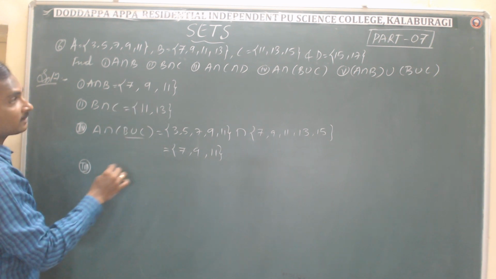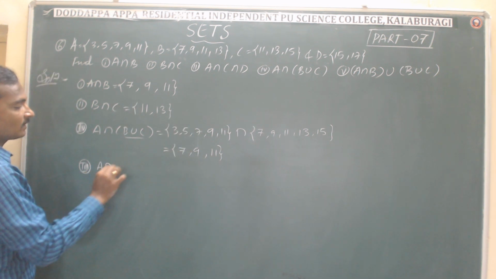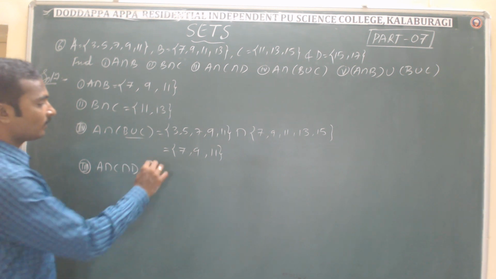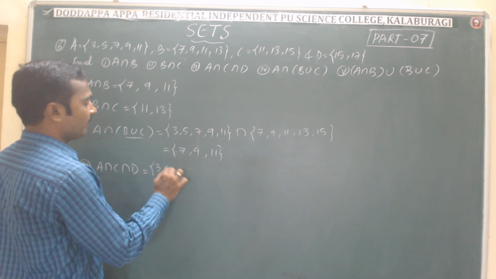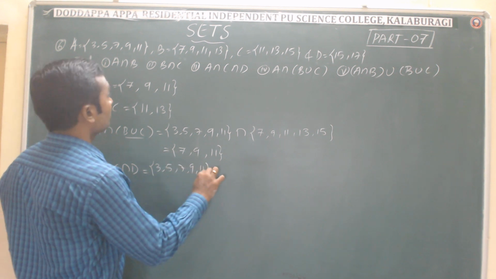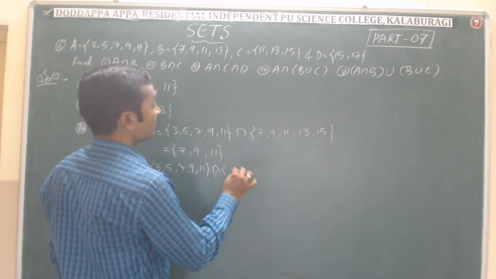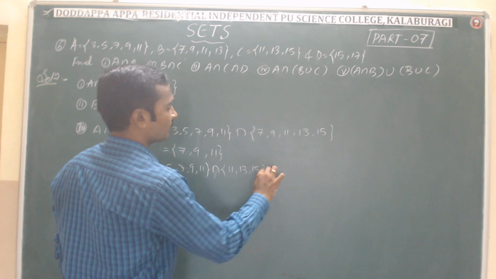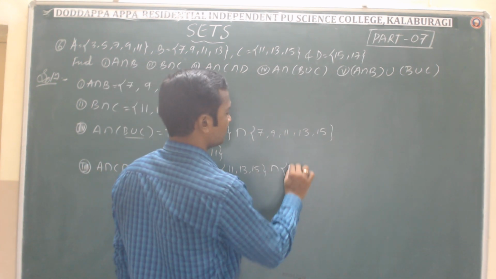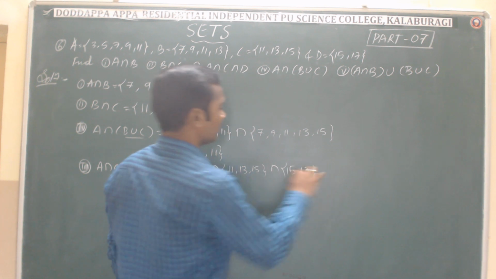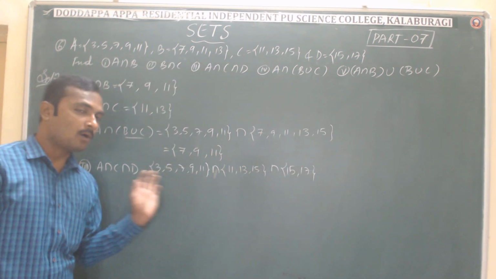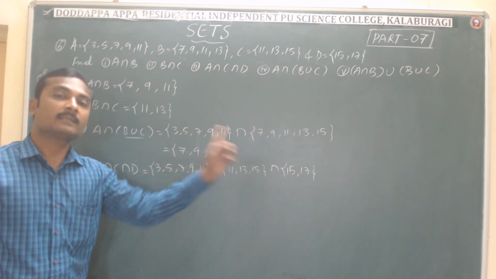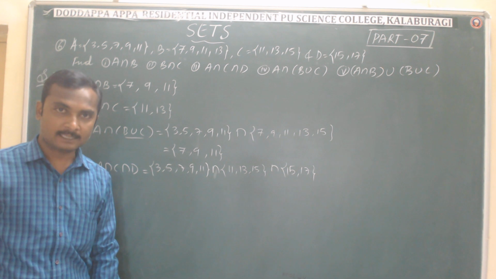What is the third one given? A intersection C intersection D. Let us write the elements of A, C and D. So what is the set A? Set A is 3, 5, 7, 9, 11. C set is 11, 13 and 15. Similarly, D set is 15 and 17. Let us find the common elements in all of these three sets. If an element is present in all these three sets, then it must be an element of A intersection C intersection D.